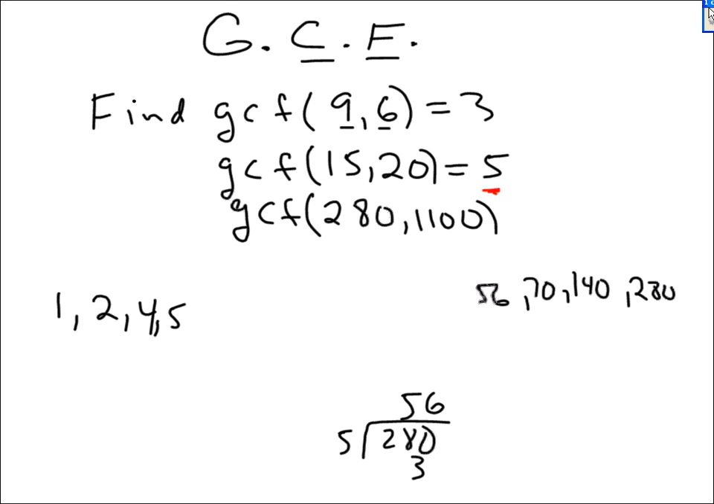Okay, does 6 go into 280? No, it does not. But 7 goes into it 40 times. 7 times 4 is 28, with 0, gives me 280. 8 goes into 280 35 times. 9 does not go into 280.